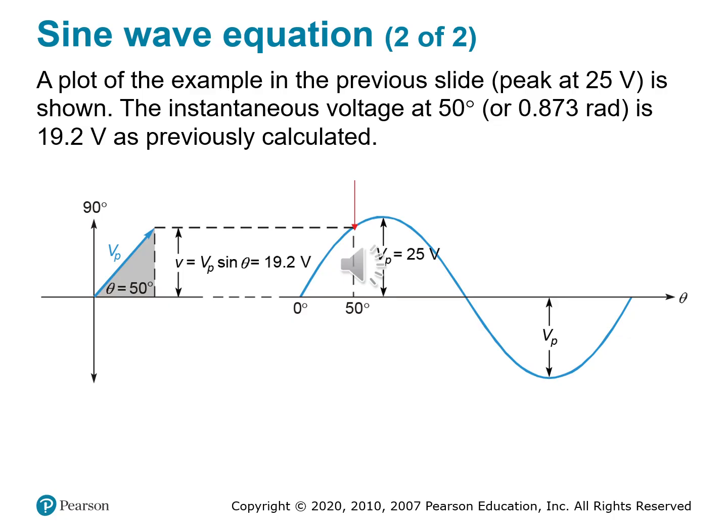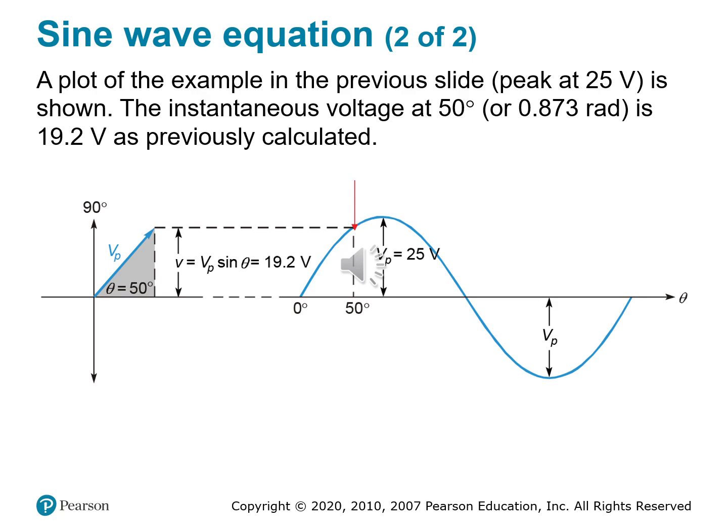And here's what's happening in the graph. The horizontal axis is theta, the angle, and that's measured in degrees. The vertical axis is the resulting voltage, V, right? And the wave peaks at V sub P is equal to 25 volts at 90 degrees. So that's the peak. And then at 50 degrees, we drop a vertical line and see that the voltage at that point is 19.2 volts.